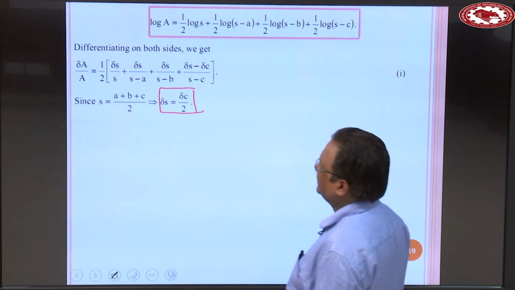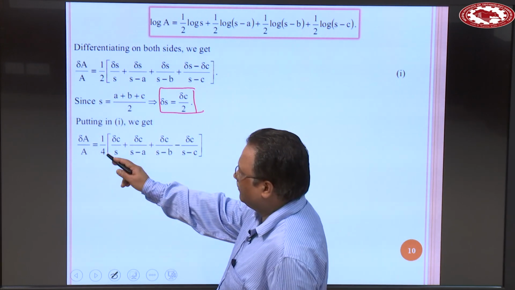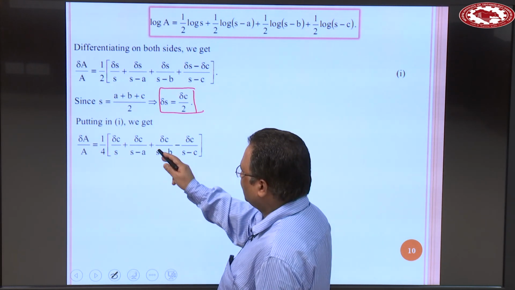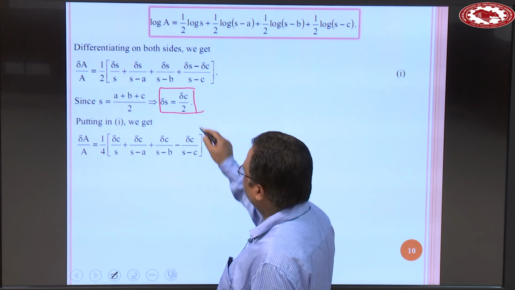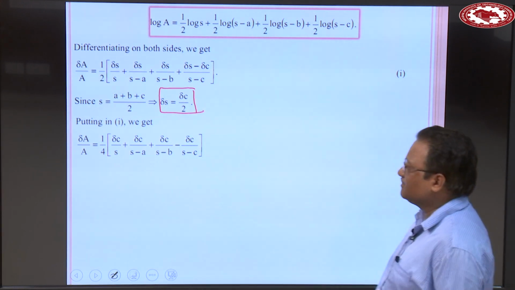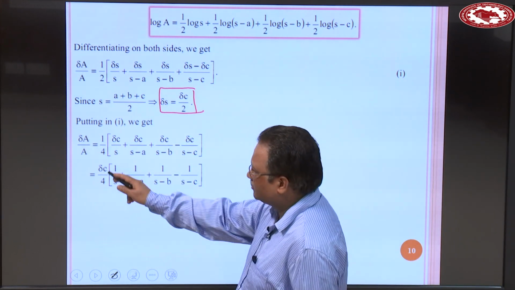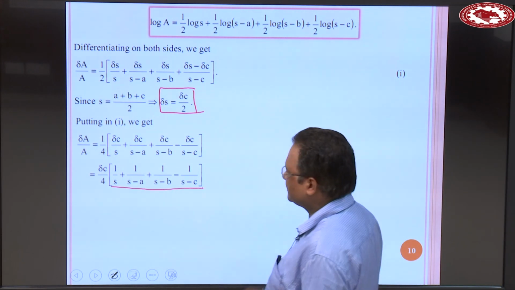Substitute delta S here. We obtain delta A over A is equal to 1 over 4 times delta C over S plus delta C over S minus A plus delta C over S minus B. Now when you substitute, you will get minus delta C over S minus C. And this can be written with delta C common, so delta C over 4, and within the bracket the same terms.